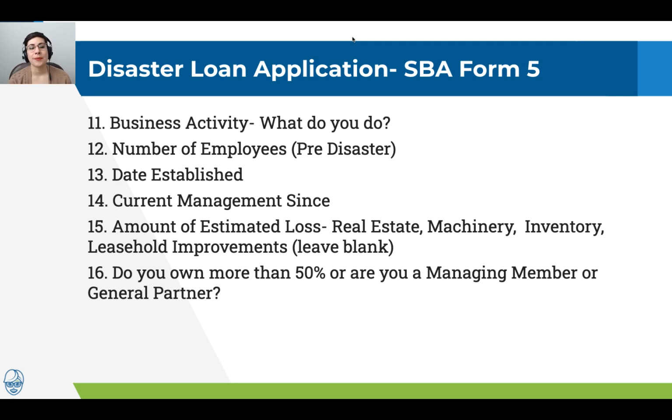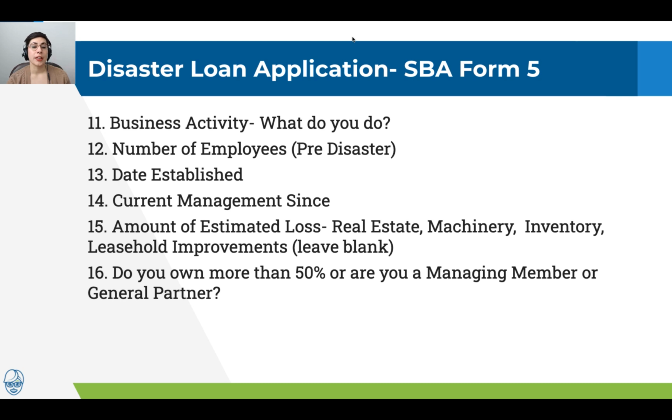Number 15 says amount of estimated loss, real estate, machinery, inventory, and leasehold improvements. This is actually grayed out, so you can just leave that blank. And then it'll ask if you own more than 50% of this entity, or are you a managing member or general partner. You need to be that person because you need to be able to sign for the loan.